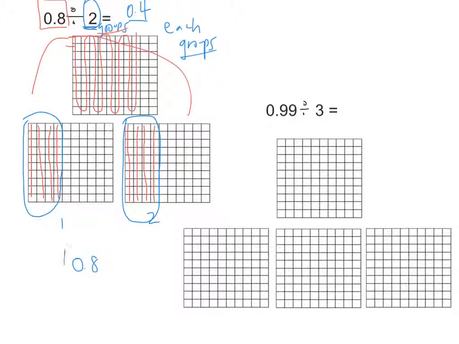And if I check it with the algorithm, 2 goes into 0, 0 times, 2 goes into 8, 4 times. So my answer is correct.